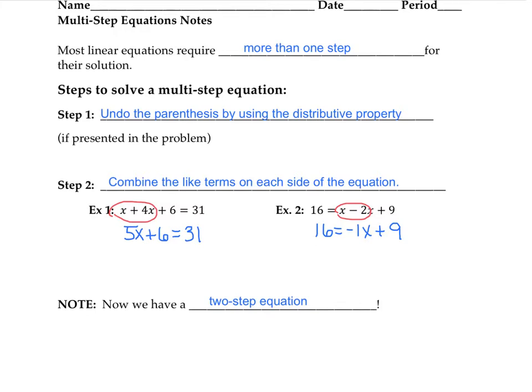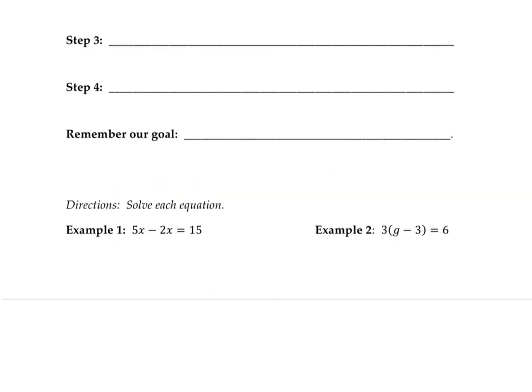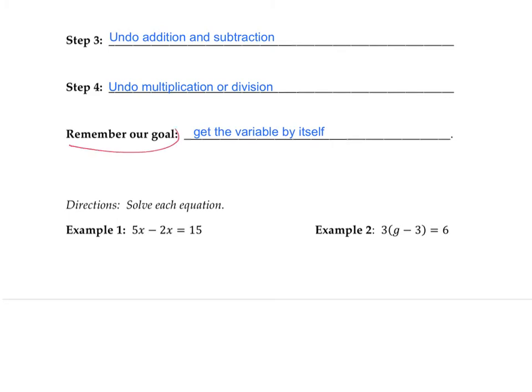So step 3 would be to undo addition or subtraction, which is the first step for a two-step equation. And then our next step, step 4, would be to undo multiplication or division. And remember, our goal for any equation we want to solve is to always get the variable by itself.